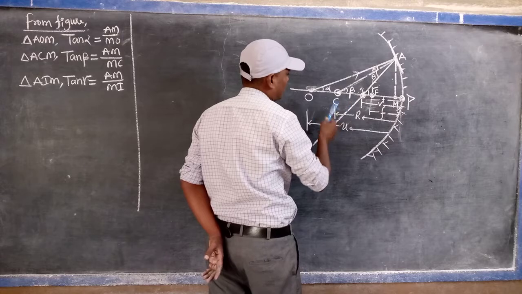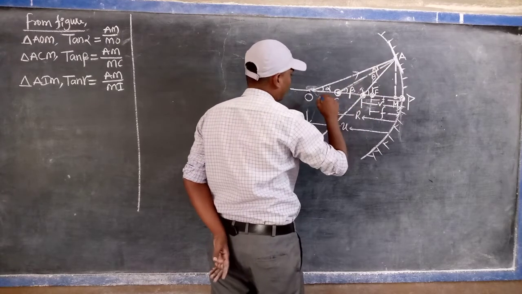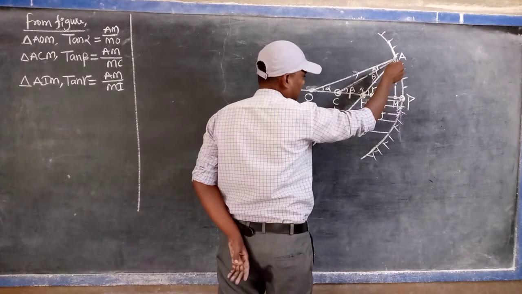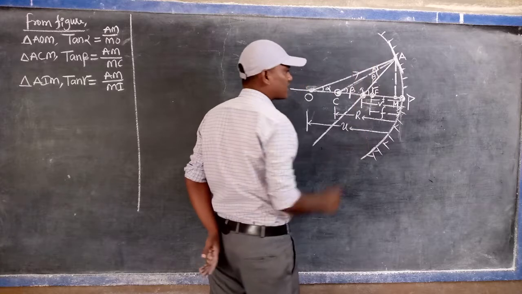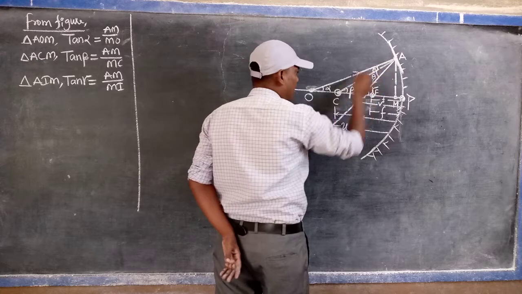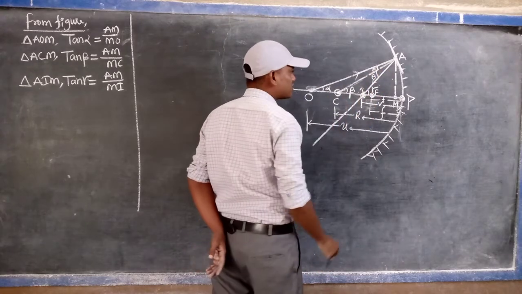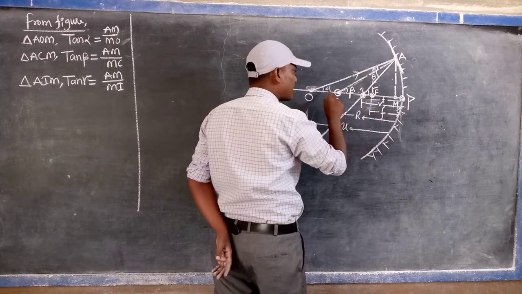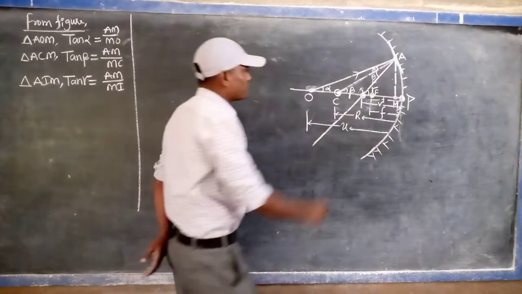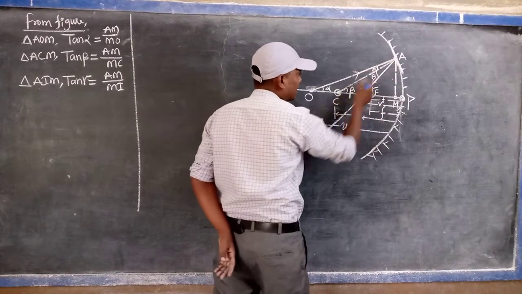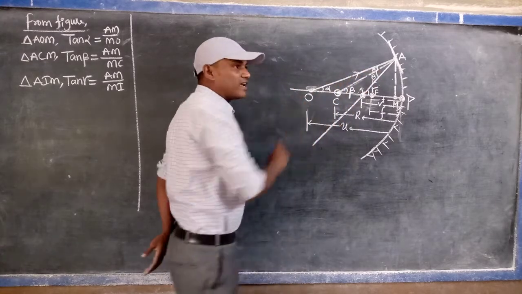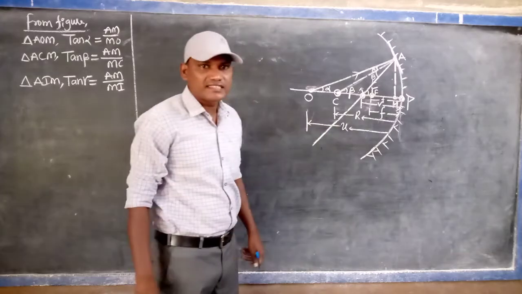AOC. Next, ACI. Here listen very carefully. AOC appears like a triangular shape. In this one, alpha and theta are the interior angles and beta is the exterior angle. We know that. So AOC appears like a triangular shape. In this one, alpha and theta are interior angles and beta is the exterior angle.